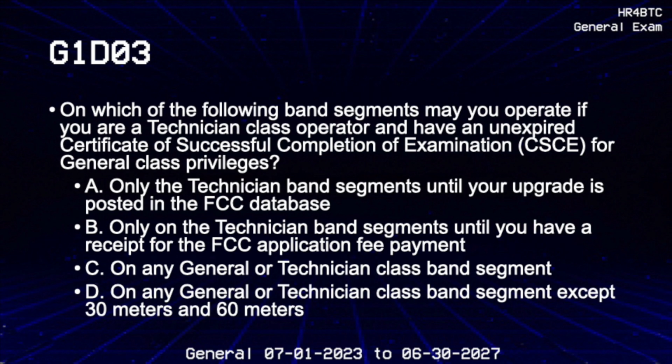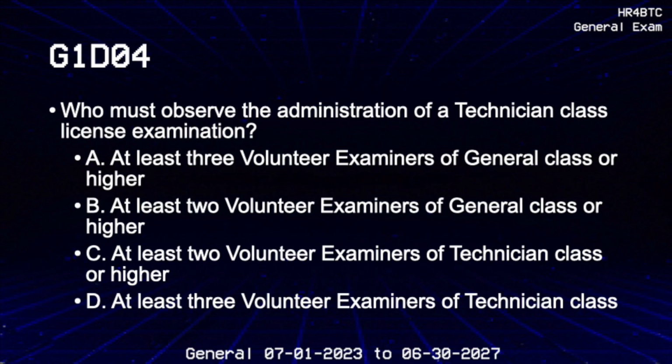On which of the following band segments may you operate if you are a technician class operator and have an unexpired certificate of successful completion of examination, CSCE, for general class privileges? On any general or technician class band segment. Who must observe the administration of a technician class license examination? At least 3 volunteer examiners of general class or higher.